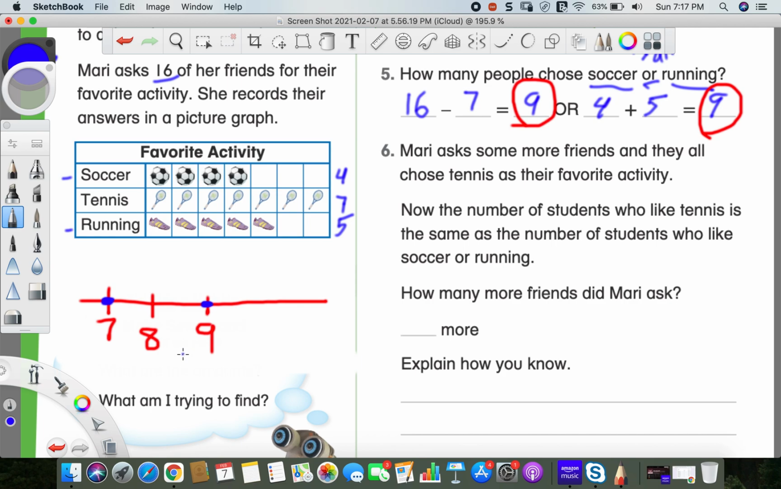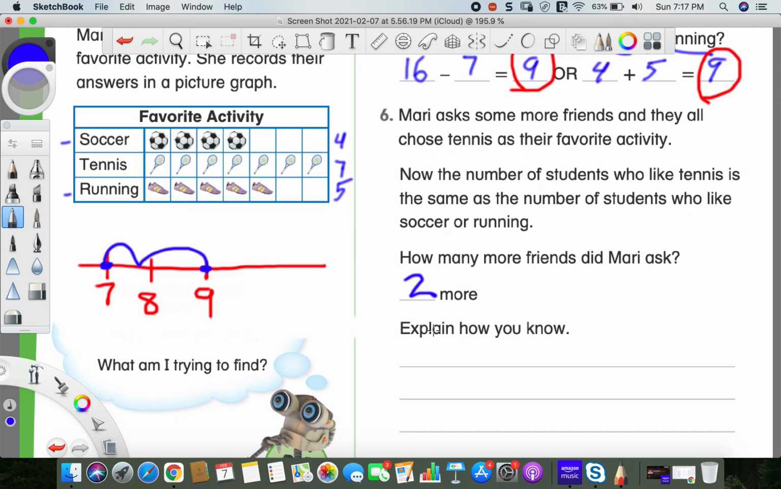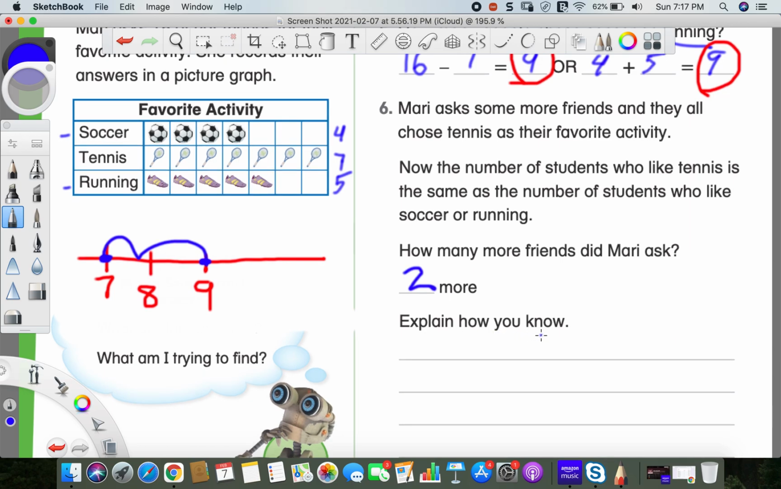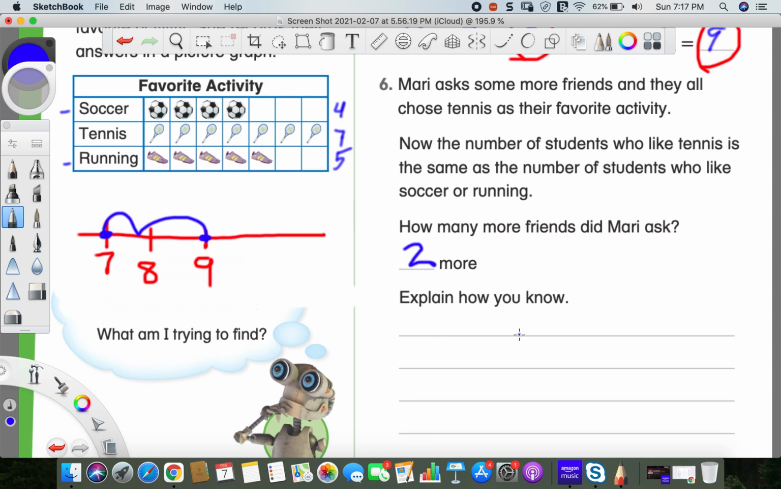All we're going to do now is count the number of jumps. Ready? 1, 2 jumps. So how many more friends did Maria ask? She asked 2 more. Now, if you want to be a math rock star and explain how you know this, feel free to go ahead and write a quick sentence about how you know this. I would love to read it. But if that just sounds really confusing, don't worry about it. I'm not going to make you guys write all this unless you really, really want to, okay?